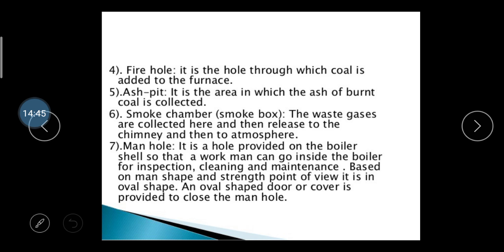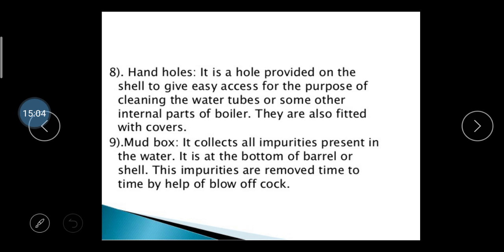It is a hole provided on the boiler shell so that a workman can go inside the boiler. The manhole is usually oval in shape, which is the strongest shape from the strength point of view. In the oval shape, a door or cover is provided to close the manhole. Then after, the hand hole is a hole provided on the shell that gives easy access for the purpose of cleaning the water tubes or some other internal parts of the boiler. These are also fitted with covers.